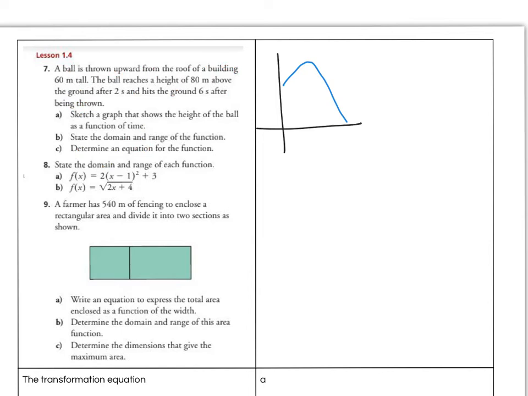Okay, so a ball is thrown upward from the roof of a building, 60 meters tall. So this point here then is 60 meters high. So the point would be 0 time and 60 meters. The next part says it reaches a height of 80 meters above the ground after 2 seconds. So that's this point at the top. After 2 seconds, it reaches a height of 80 meters. And then finally, the last point is it hits the ground after 6 seconds. So then this point is 6 seconds, and the ground is 0. Naturally, then, this would be our time on the bottom and our height on the side.